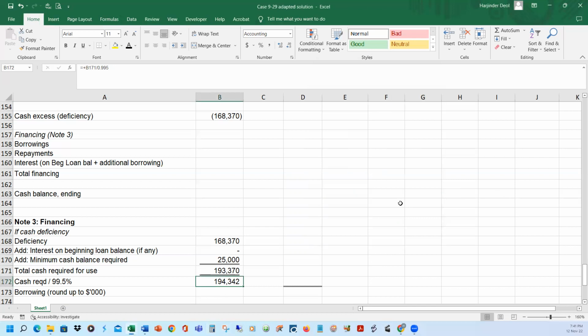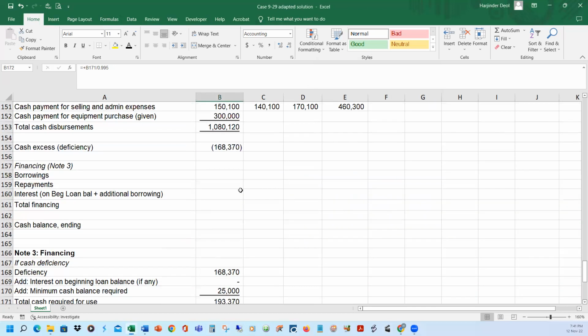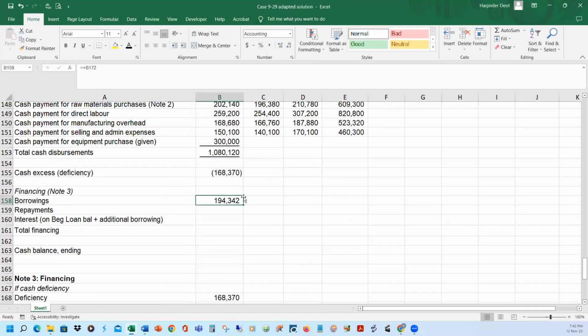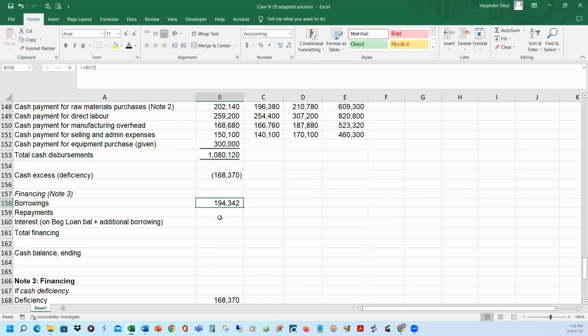And if that were possible, if we could borrow that amount, then we would have 194,342 borrowed. The interest would be 0.5%, so 972. Net borrowing will work out to $193,370. Our cash balance at the end of the period is the cash excess or deficiency plus the total financing.